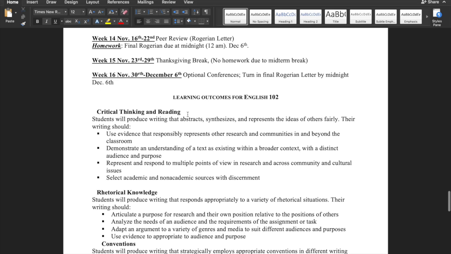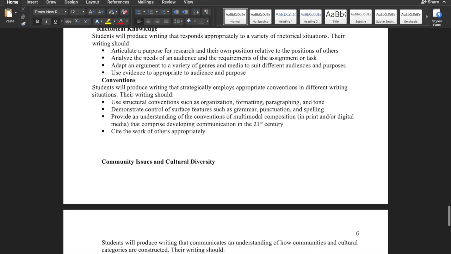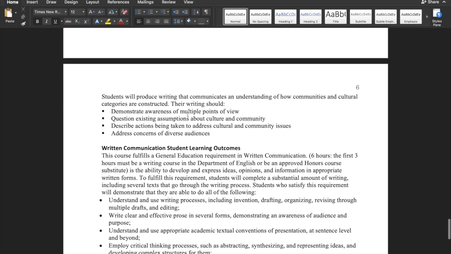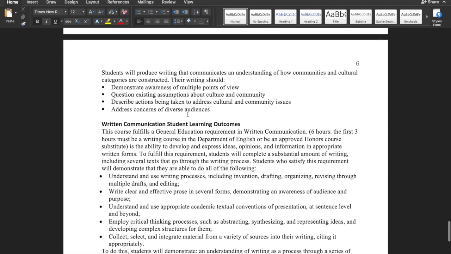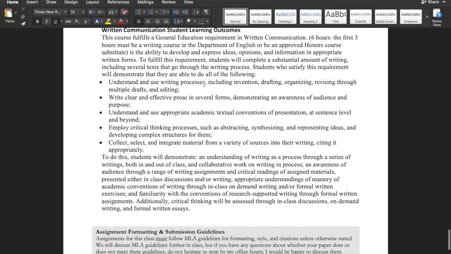Learning outcomes. So basically, every single course that is 102 needs to be fulfilling these things. If you're interested, read through. Also, there is a description about community issues and cultural diversity. I won't go through those right now, just for the sake of time. Written communication and student learning outcomes is more of that.